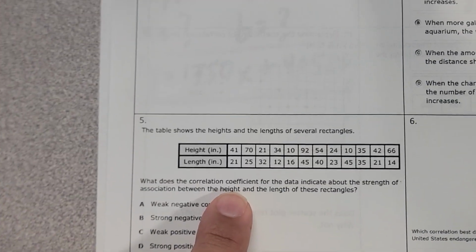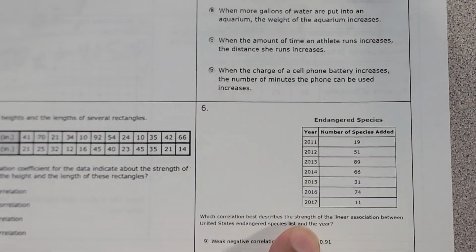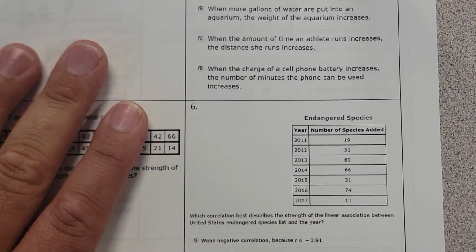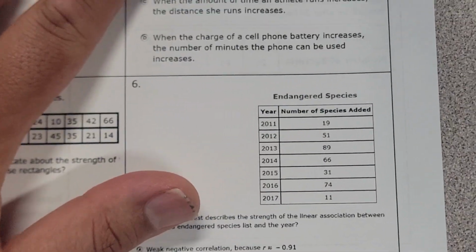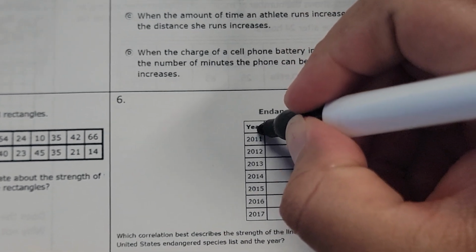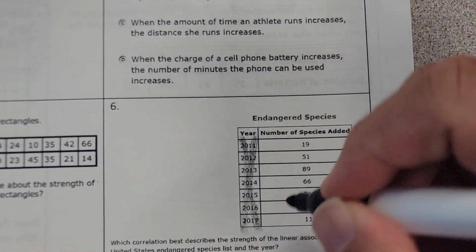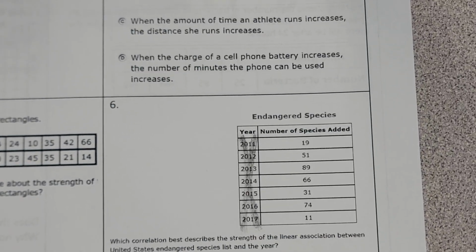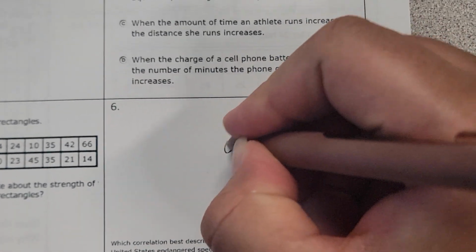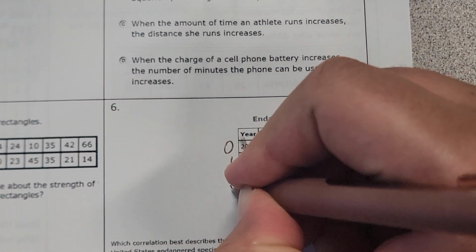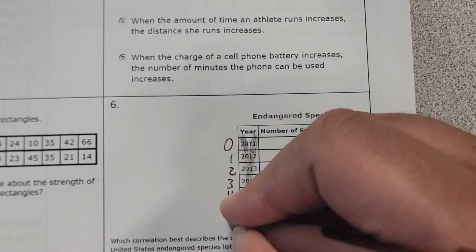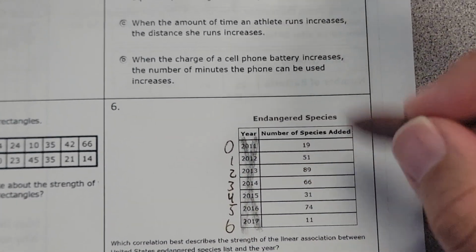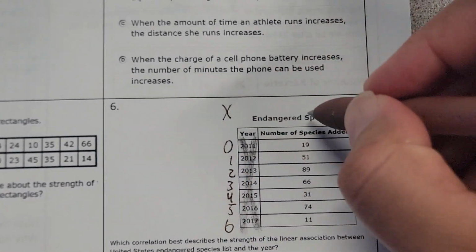So go down to number 5. Actually, no, number 6. So this one, remember, change the year. It's the same setup. You're not doing anything different. Get rid of these. It doesn't matter what it is. And then start off with 0. You have to start with your 0 first. So it's going to be 0, 1, 2, 3, 4, 5, 6. This is your X, and then this is your Y.